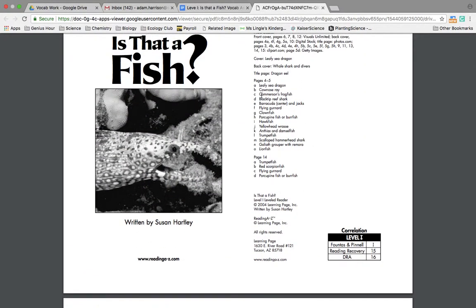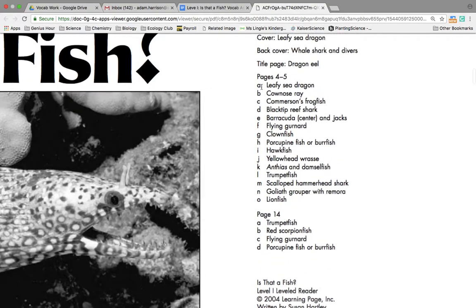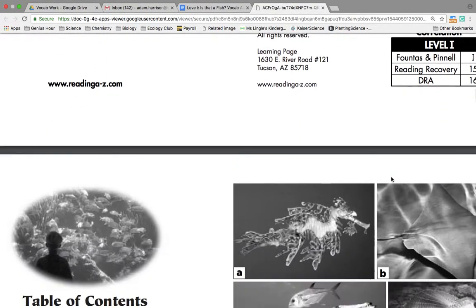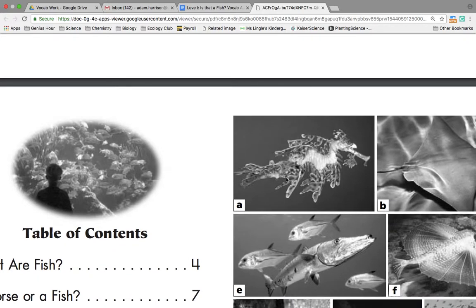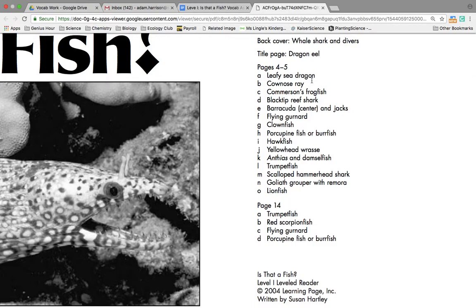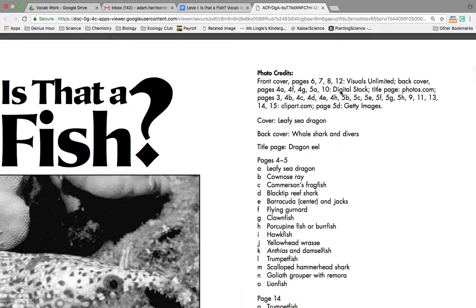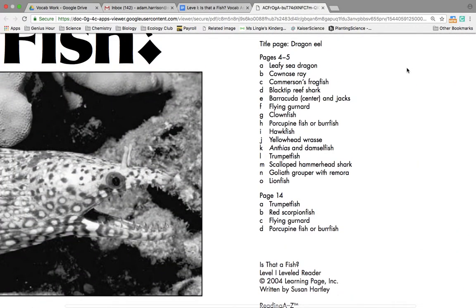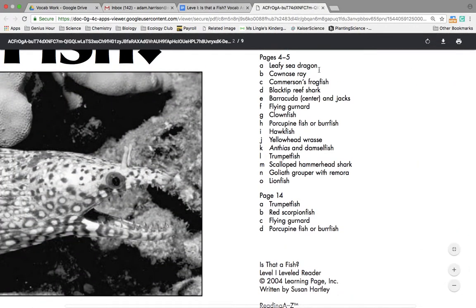Right here, if you look at it, maybe I can zoom it in. It says pages 4 and 5. So look, it's got A, this picture here, and if we go back, it says A is a leafy sea dragon. Okay. B, what's B? B is a cow-nose ray.